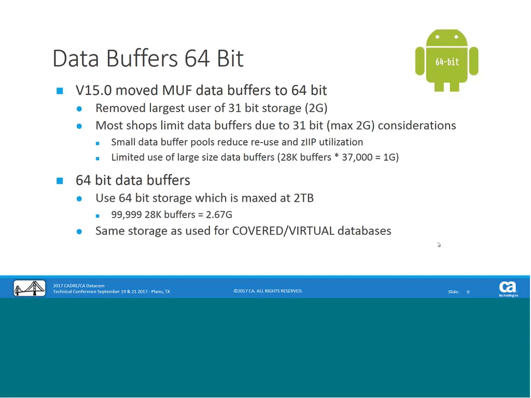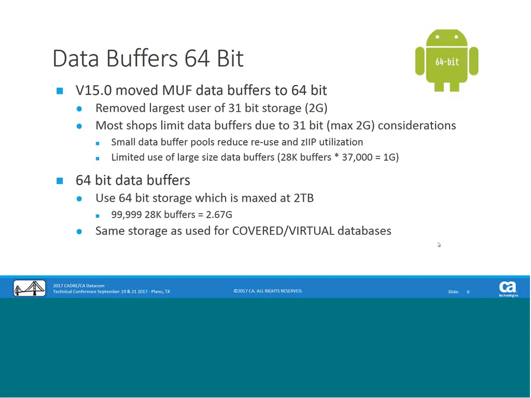You know, the max you could get would be about 37,000 data buffers. You couldn't use the full 99,999 data buffers. You couldn't really push them out there. With 64-bit now, we can basically move data buffers above the line, above the bar, and you can use as many as you need. And we go back to the tuning of adding data buffers until you no longer use them.